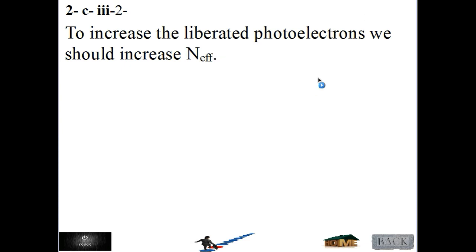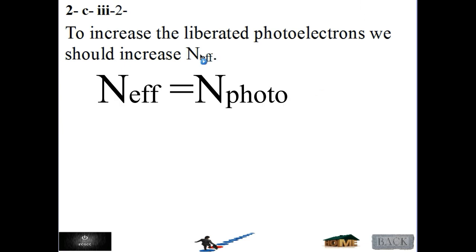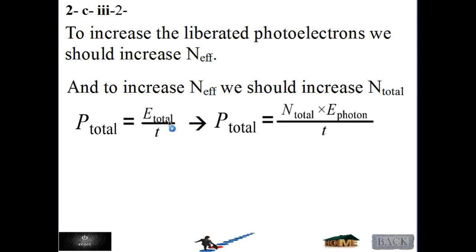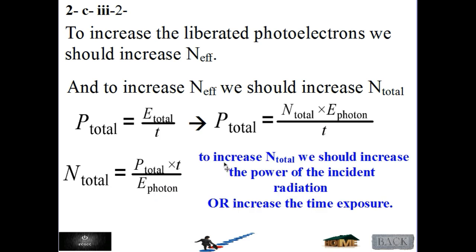To increase the liberated photoelectrons, we should increase N effective, since N effective equals the number of photoelectrons. And to increase N effective, we should increase the total N. P total equals E total over time, thus P total equals N total E photon over time. So N total equals P total times t over E photon. To increase N total, we should increase the power of the incident radiation or increase the time of exposure.